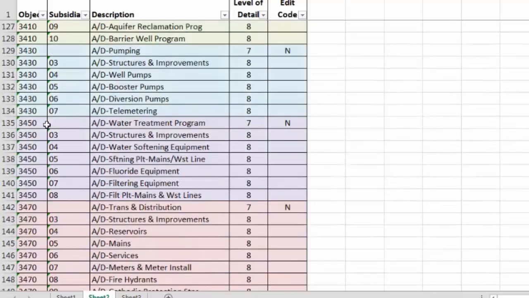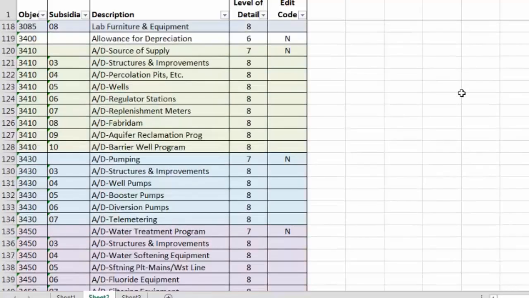And we have left room for growth as well as for changes that might occur within the district. Recently, these divisions, the source of supply, water treatment, etc., were reorganized and some functions changed divisions. So we left room within our chart of accounts numbering in case of that eventuality.